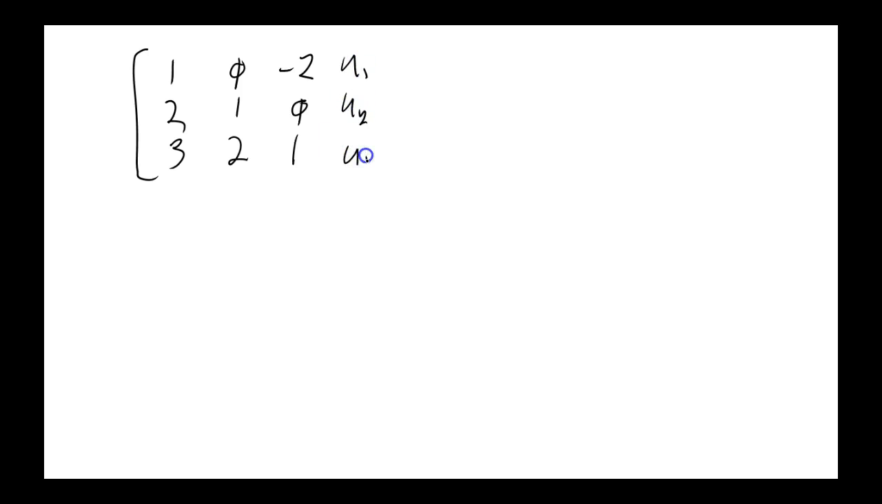Okay. Let me write that matrix down again. Oh, no, I got to go back and change this. Matrix is 1, 0, negative 2. I'm going to do it like you did. 1, 2, 3. 0, 1, 2. Negative 2, 0, 1. And U1, U2, U3. Okay. And we're going to do a minus 2 row 1 plus row 2 is the new row 2.